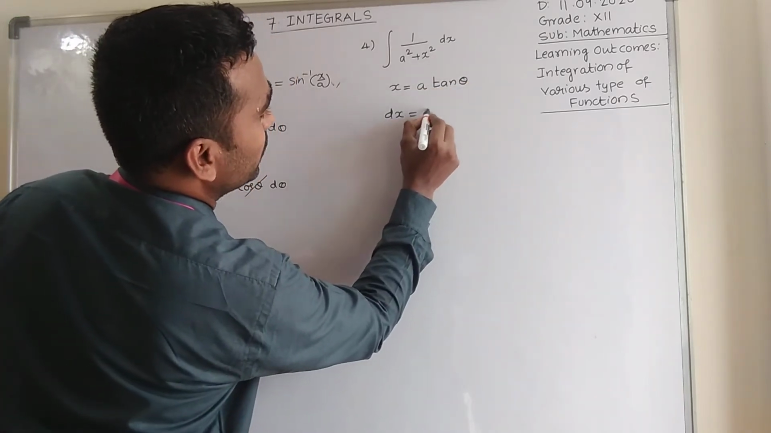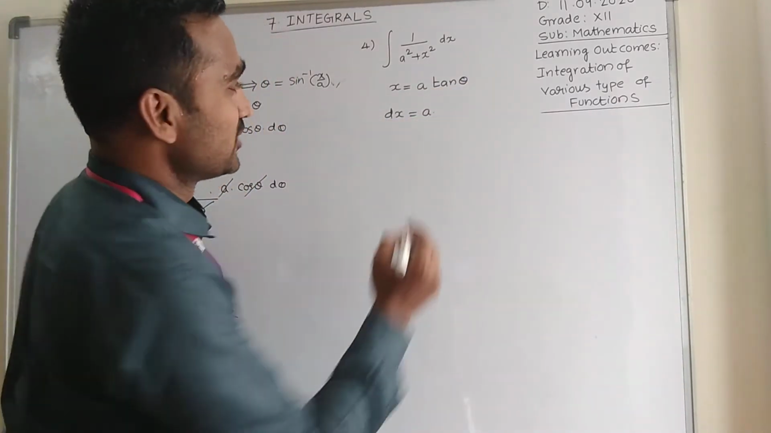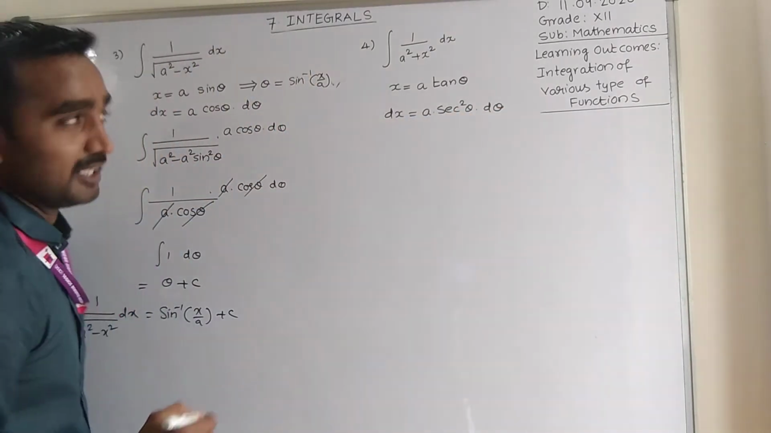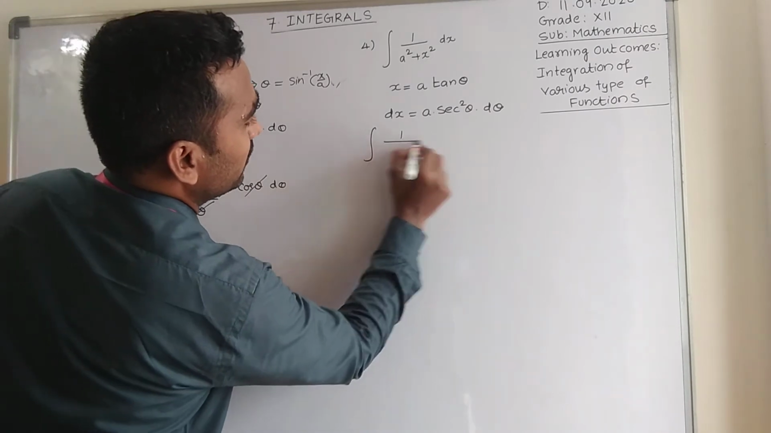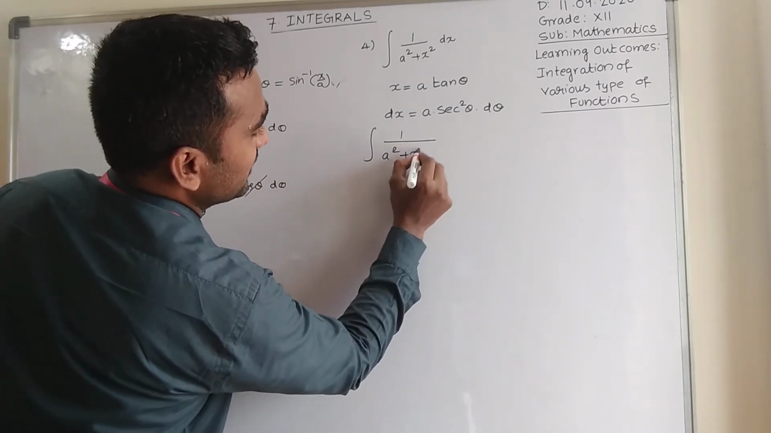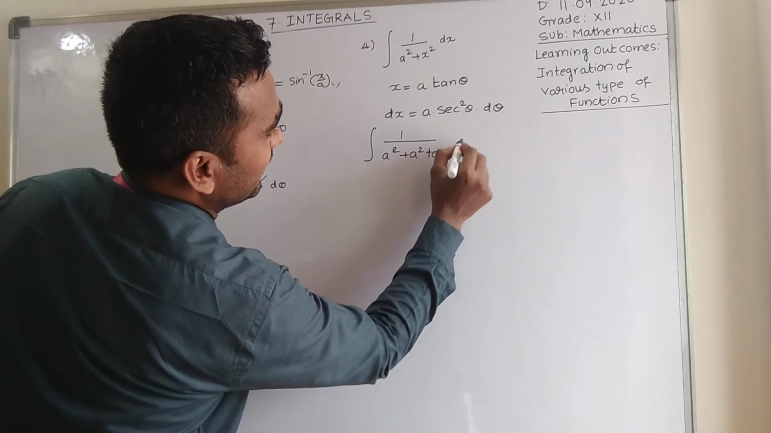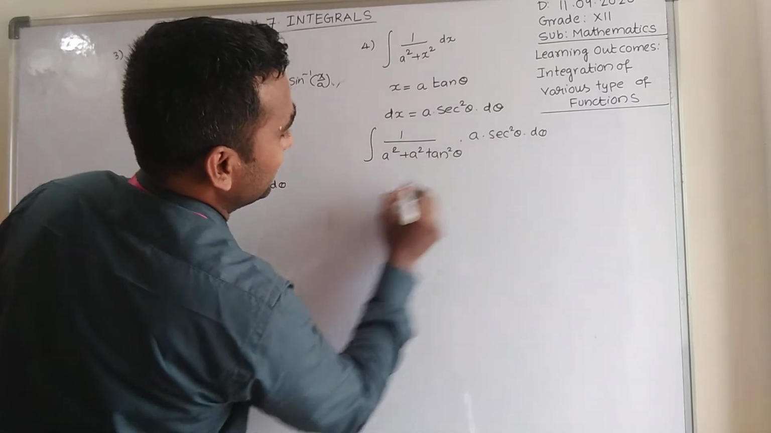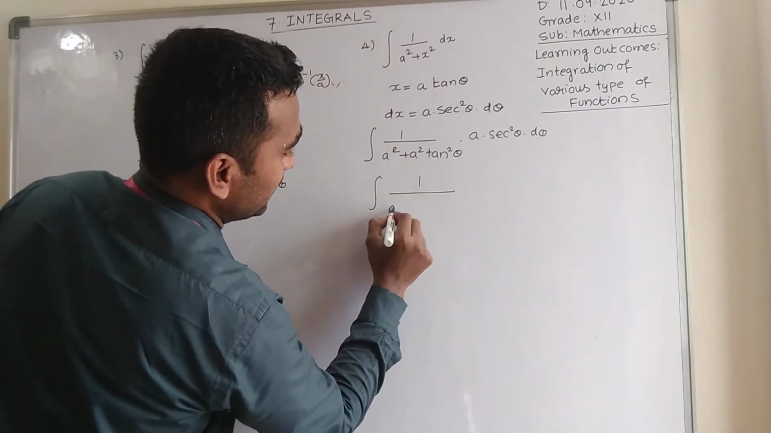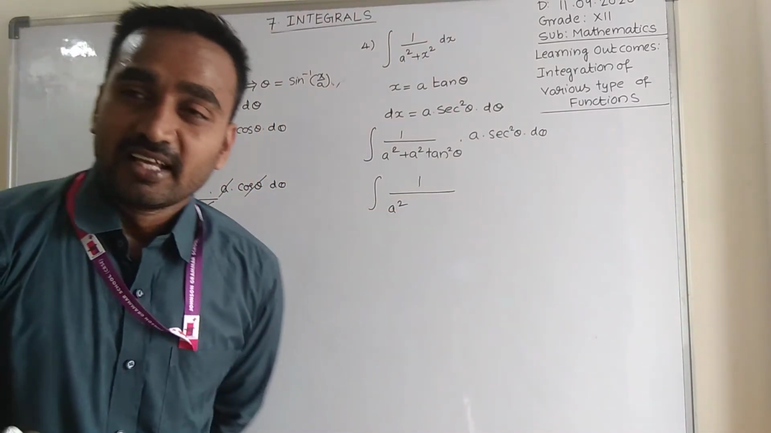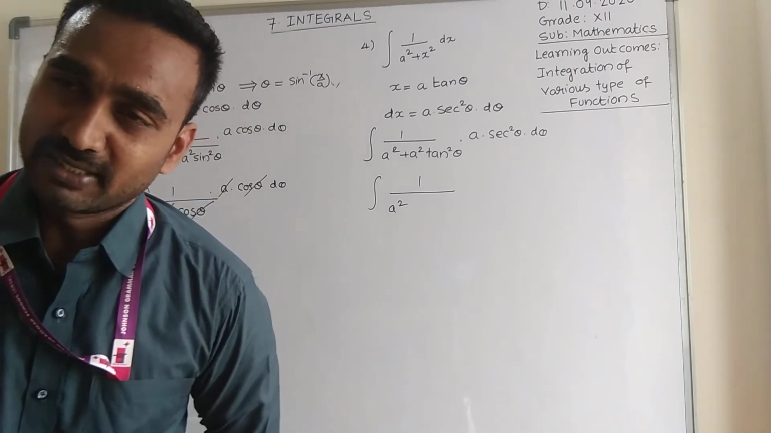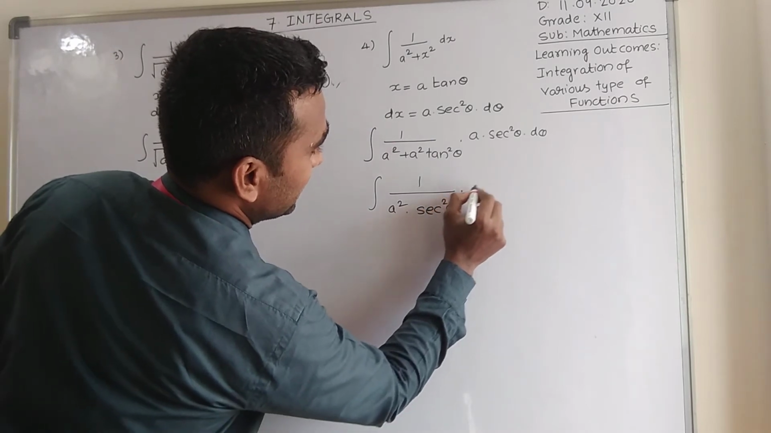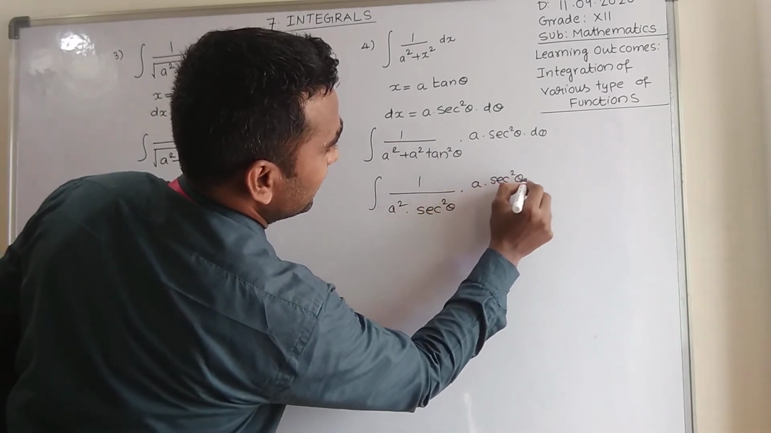Hence dx is equal to a into sec square theta d theta. Now students, our question will become integral of 1 upon a square plus a square tan square theta, into dx, which is a sec square theta d theta. Now, taking a square common, inside we have 1 plus tan square theta, and 1 plus tan square theta is sec square theta. So we have a square sec square theta into a sec square theta d theta.